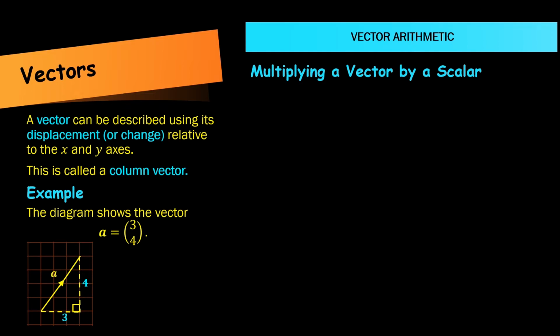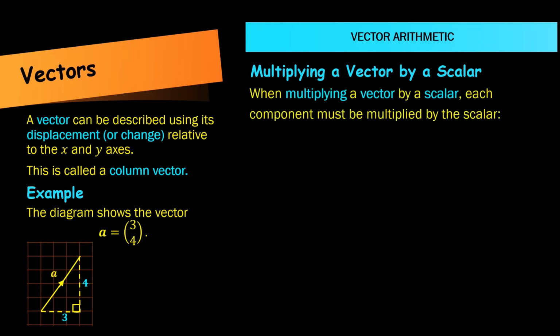How do we multiply a vector by a scalar? When multiplying a vector by a scalar, each component must be multiplied by the scalar. So lambda times (p, q) equals (lambda p, lambda q).